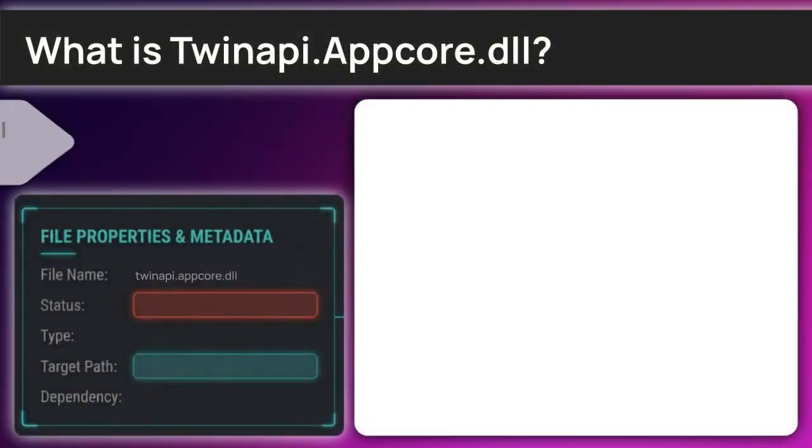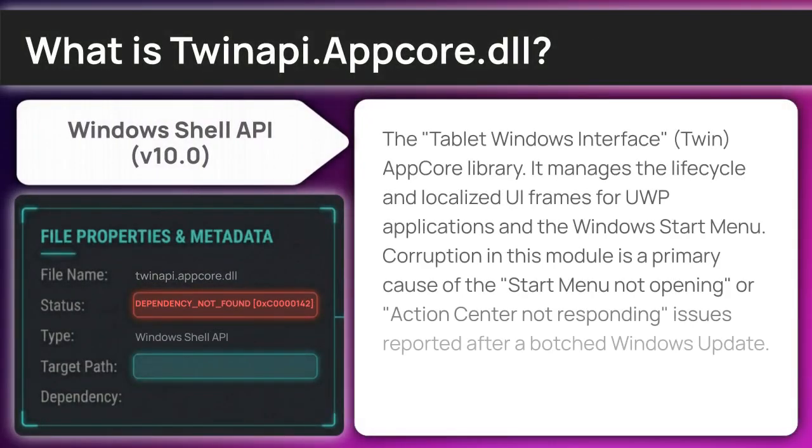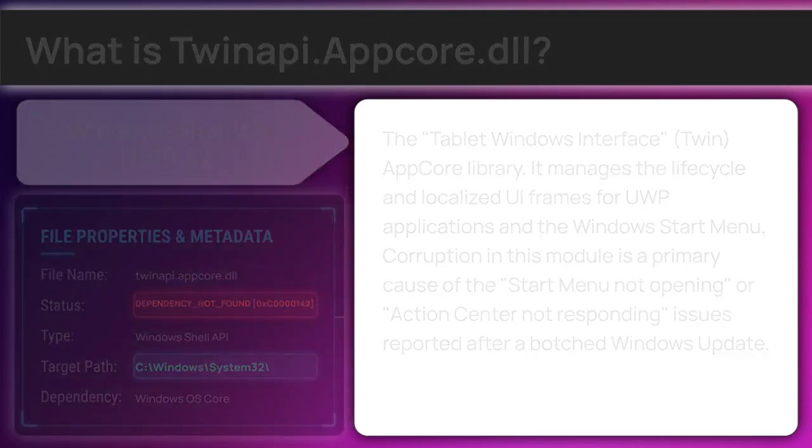This is the Twinapi.appcore, the tablet Windows interface, Twinapi.appcore library. It manages the lifecycle and localized UI frames for UWP applications and the Windows Start menu. Corruption in this module is a primary cause of the Start menu not opening or Action Center not responding issues reported after a botched Windows update. Enough of the technical side. Let's get these files back onto your system.